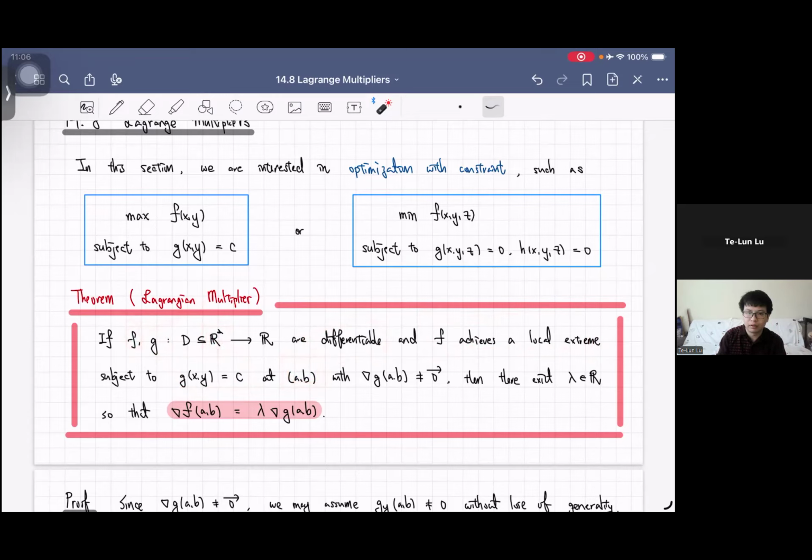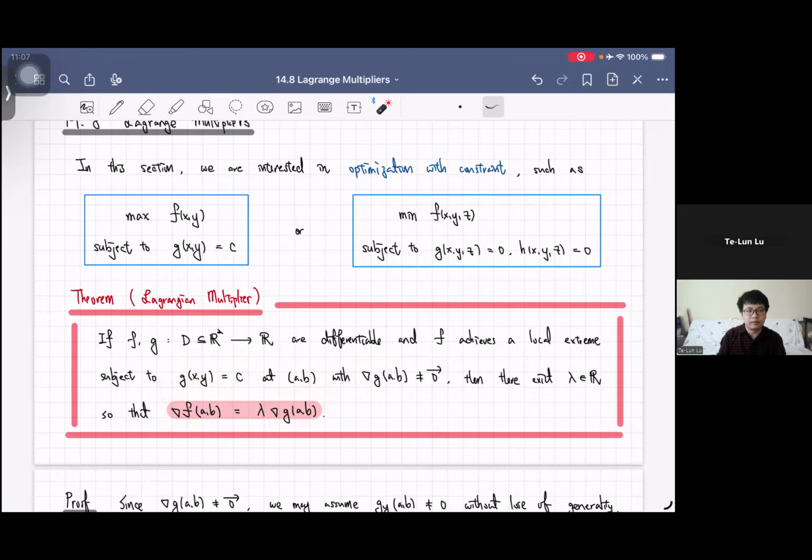So basically, I'm saying that g of a, b must be c, and that among all x, y that satisfy g of x, y being c, f of a, b is either a local maximum or local minimum. Now, with the additional assumption that the gradient of g at a, b is non-zero, then we claim that the gradient of f is parallel to the gradient of g.